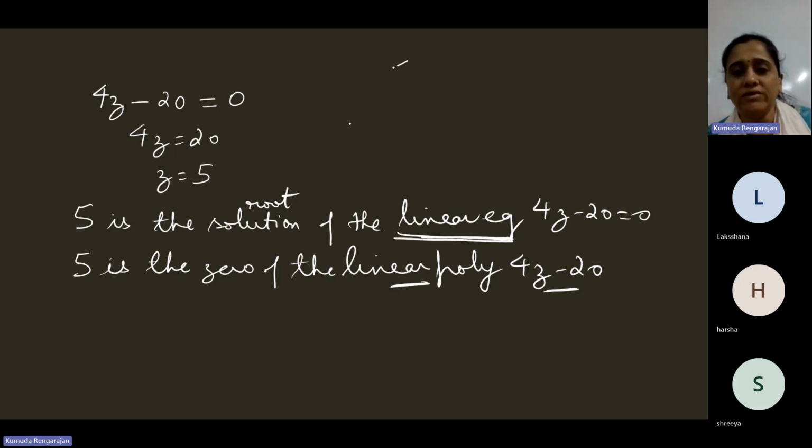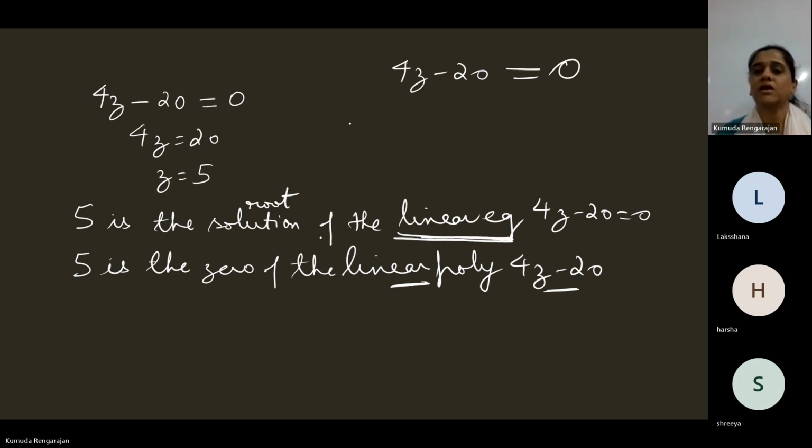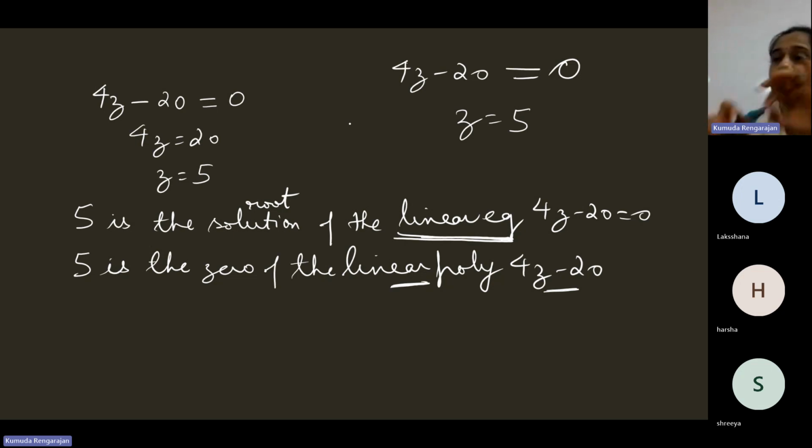See, we have this polynomial 4z minus 20. You want to solve it, then you should equate it to 0. When you solve, you get z is equal to 5. Now, this 5 is called the solution or root of the linear equation 4z minus 20 is equal to 0. The same number 5 is called the 0 of the linear polynomial 4z minus 20 expression, correct. All right, so this is what is about the 0.